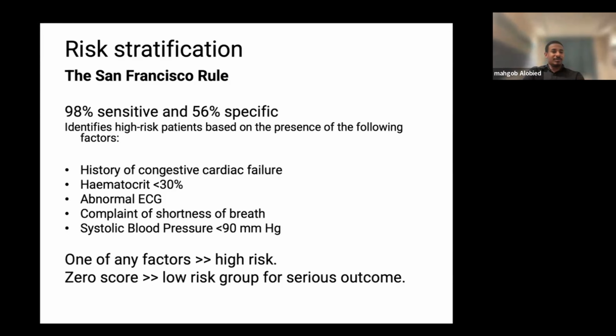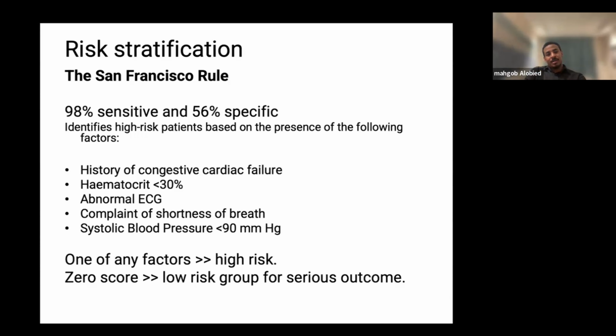know this: is it serious or not, right? So if you had a quick checklist to go through, there are five items: history of congestive heart failure, hematocrit less than 30, abnormal ECG, complaint of shortness of breath, and systolic blood pressure less than 90. If you have a score of 0, this is the low risk group, okay? But if you have any of them, this is the high risk group.